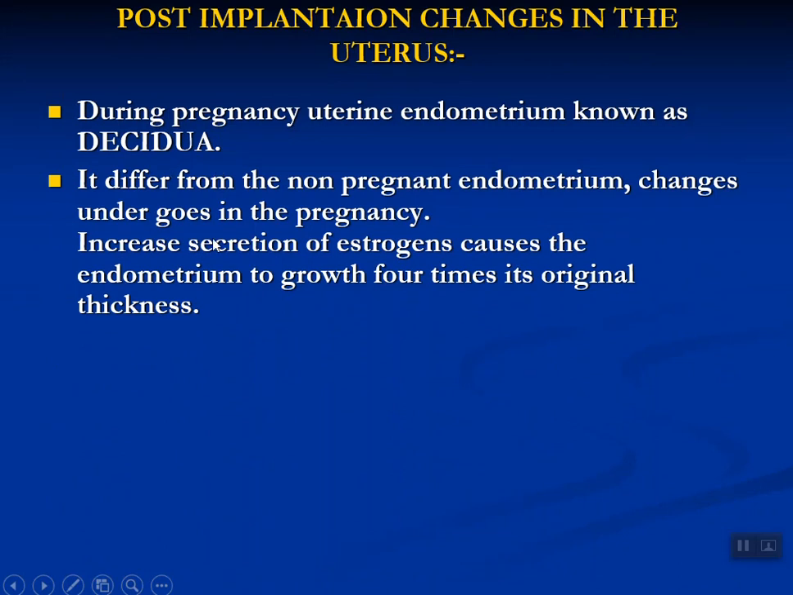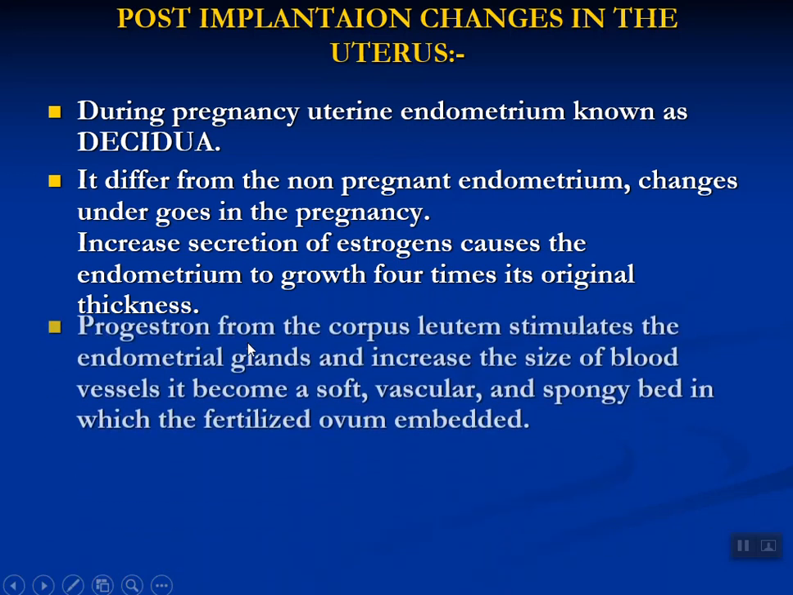It differs from the non-pregnant endometrium, and the changes it undergoes in the pregnancy are known as physiological changes in the uterus during the pregnancy. During that period, there is increased secretion of estrogen, and that causes the endometrium to grow 4 times its original thickness. Okay? So during pregnancy, estrogen development will be higher, and the secretion will be increased.